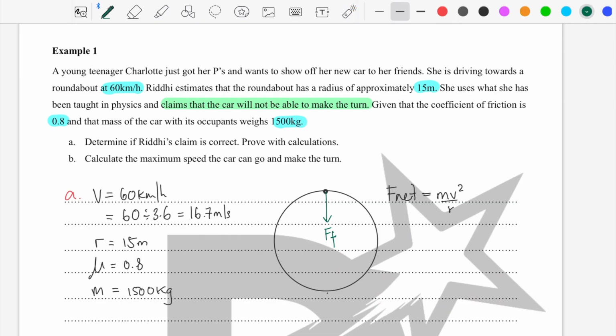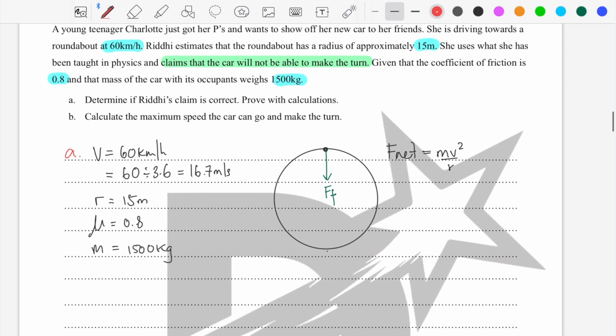How much force do you have? Okay, so the frictional force is how much force we have. So how much force do we have? It's going to be mu times Fn. Remember we said Fn is mg, right? So mu, which is 0.8, times m, which is 1,500, times g, which is gravity, 9.8. Okay, so how much force do we have? Let's calculate it. I'm going to put it into the calculator. Let's see what we get.